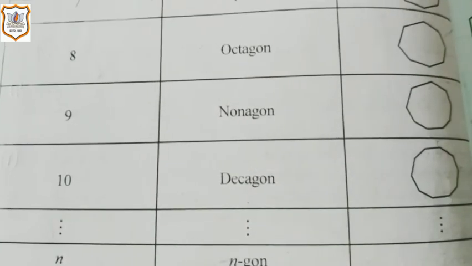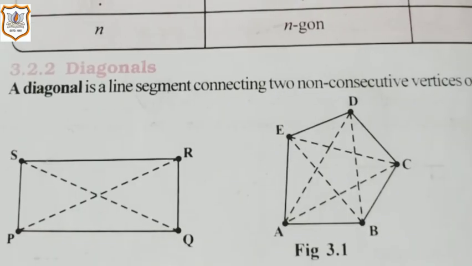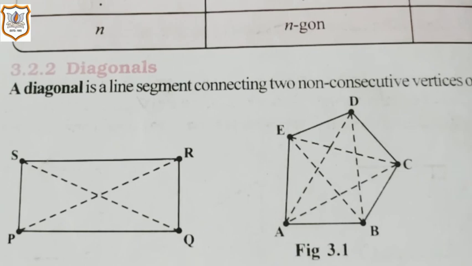We can say that a polygon is called a triangle, quadrilateral, pentagon, hexagon, heptagon, octagon, nonagon and decagon, according as it contains 3 sides, 4 sides, 5 sides, 6 sides, 7 sides, 8 sides, 9 sides and 10 sides respectively. Students, we will study diagonals, types of polygons and angle sum property in my next video. Thank you.